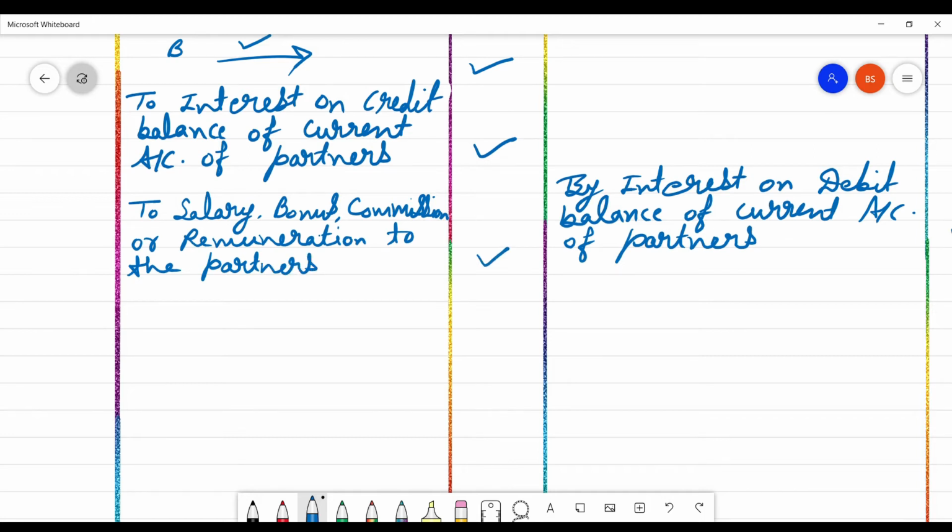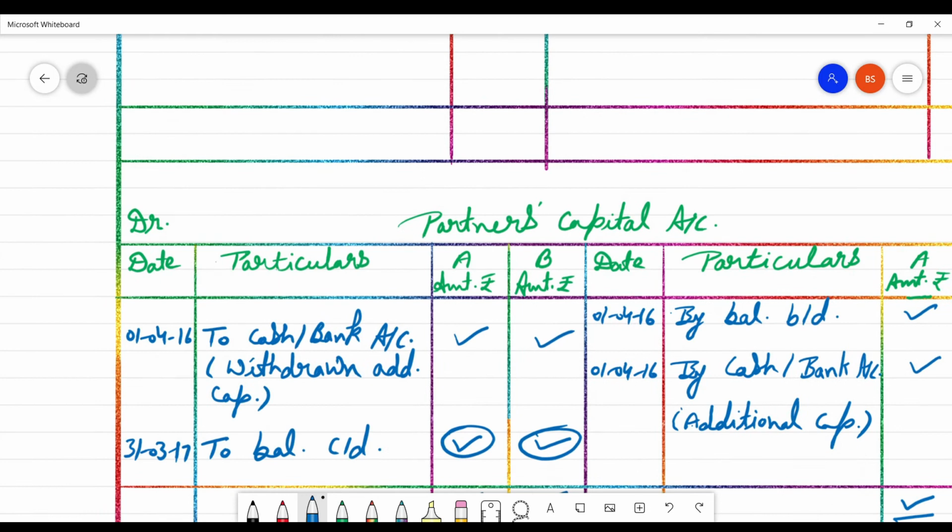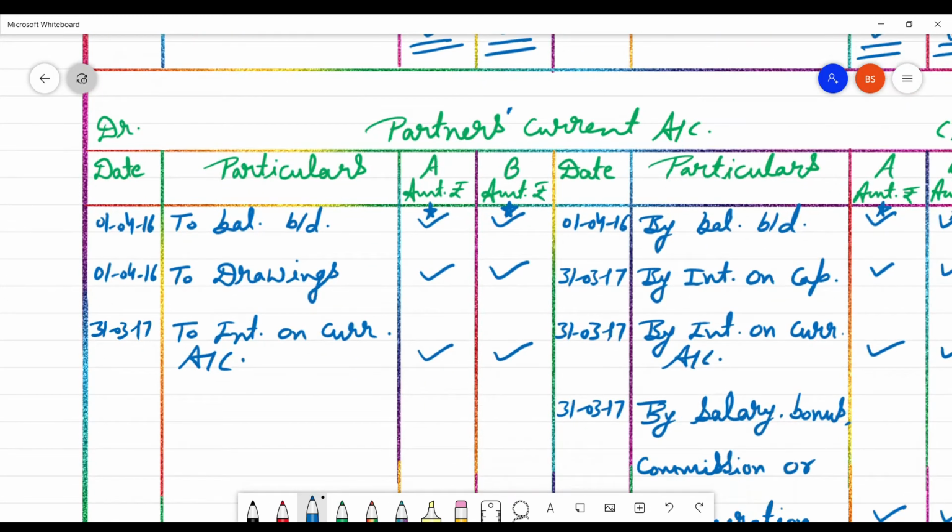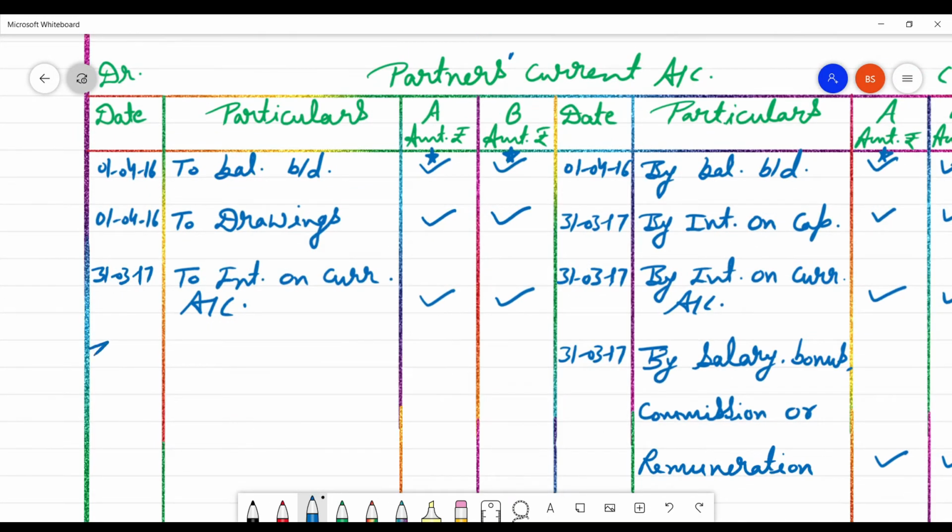If interest on drawings is given, it will be recorded in the debit side of the current account on the last date.